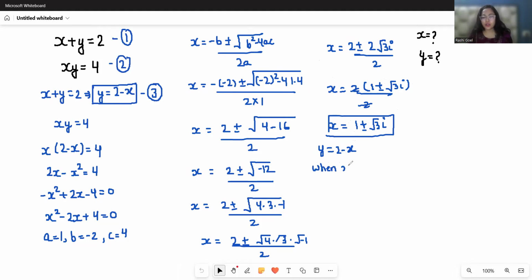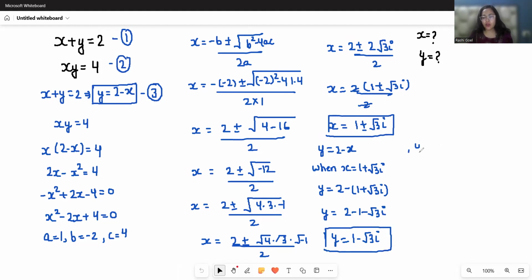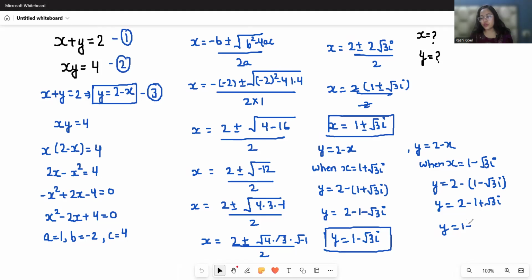So when x is equals to 1 plus root 3 iota, so y is equals to 2 minus 1 plus root 3 iota. So y is equals to 2 minus 1 minus root 3 iota. Y is equals to 1 minus root 3 iota. Now y is equals to 2 minus x when x is equals to 1 minus root 3 iota. So y is equals to 2 minus 1 minus root 3 iota. Y is equals to 2 minus 1 plus root 3 iota. So y is equals to 1 plus root 3 iota. So this is the value of y.